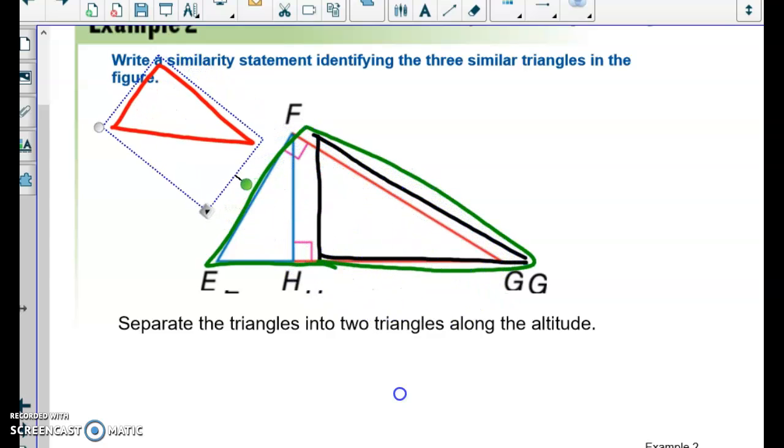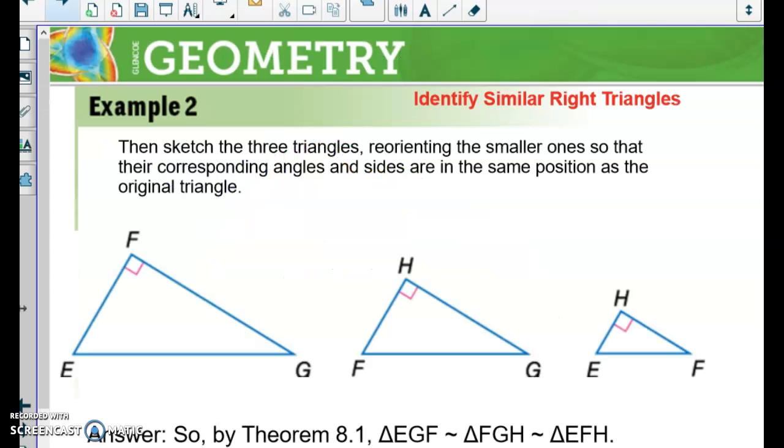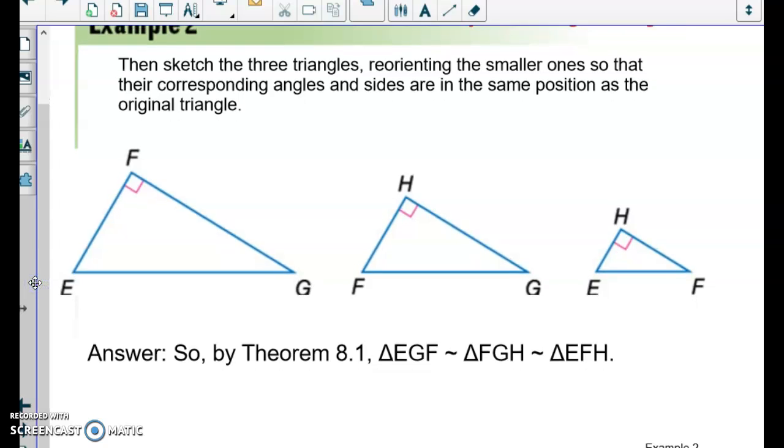So that's how we get the three triangles. Okay? And the names of them I think I have on my next screen, so there they are. Triangle EGF is similar to triangle FGH is similar to triangle EFG. And if you haven't tried this, you should definitely try to name the similar triangles. That's been a question on my tests about this section for years: take the original triangle and state the similarity that you have with the three triangles.